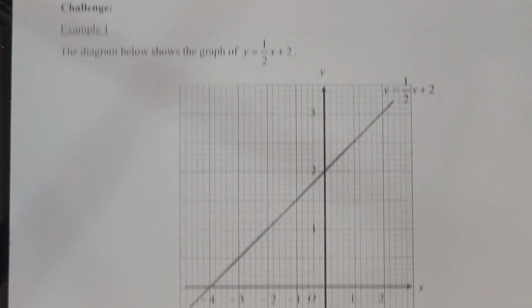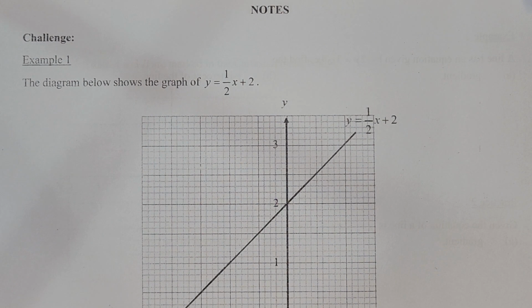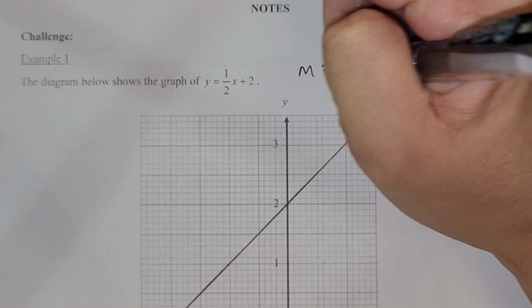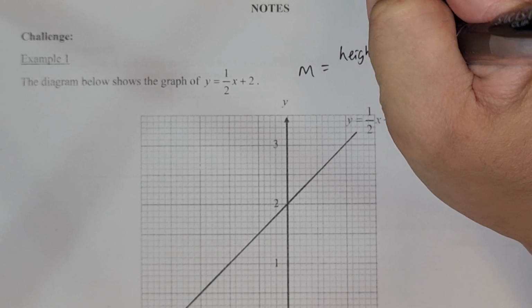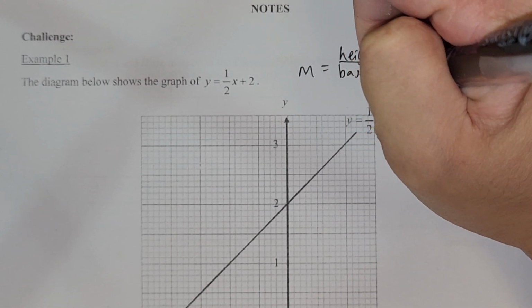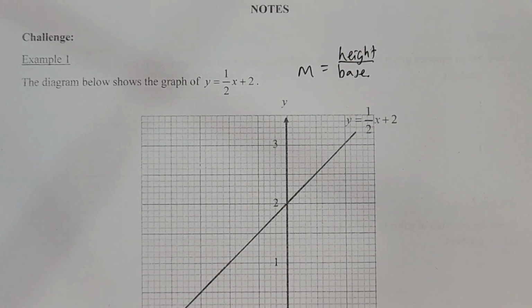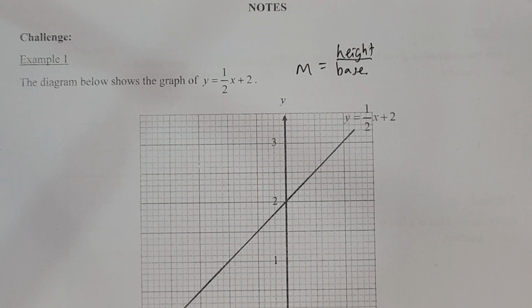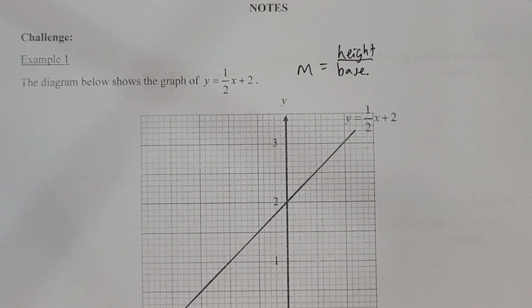Right, so for these notes, it is on page 17 of the notes. Please turn to the page. This one is the challenge question. So far we know that to find gradient we can use the height over the base. So gradient equals the height over the base. We're going to use that and then see what other ways we can find gradient, and it's going to simplify our job.